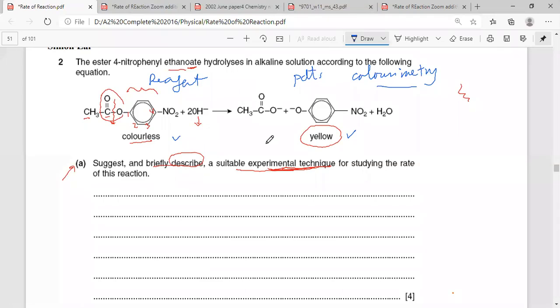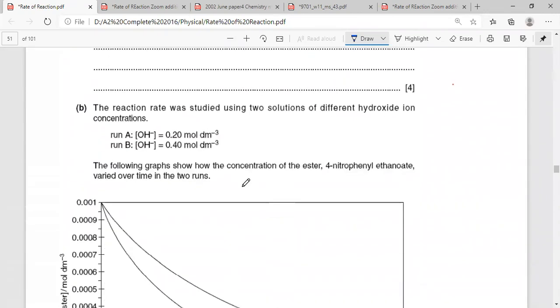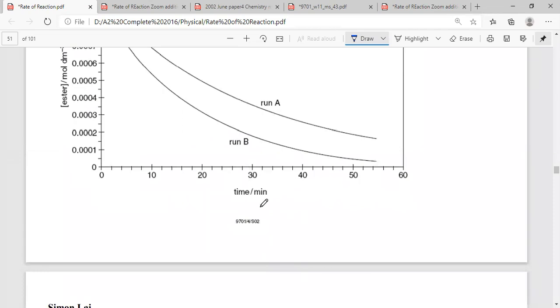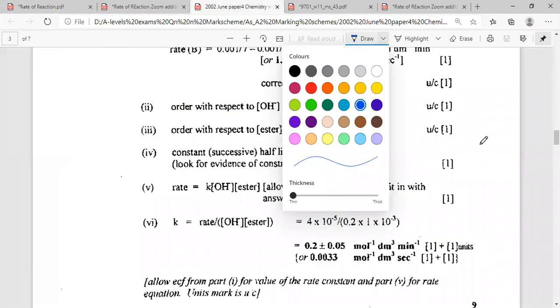Here it says suggest, they want to fool you. So this is the product, so you actually measure the product. That means there'll be an increase in transmittance, or a decrease in transmittance, or an increase in absorbance, correct? Suggest and briefly describe an experimental technique to study the rates. Okay, here we are.